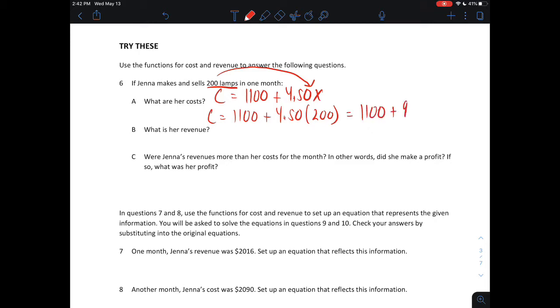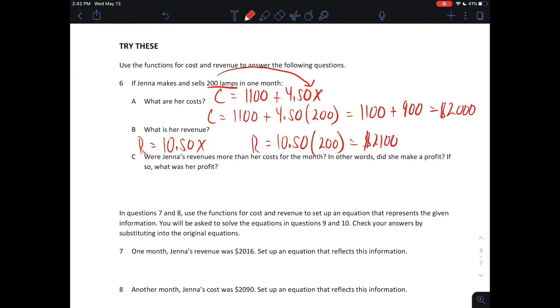Either way, you're going to end up with a final answer of $2,000. So her costs are $2,000. What is her revenue? Here we start with the equation R = 10.50x, but then the revenue would be 10.50 for each lamp times the 200 lamps. 10.50 times 200, she makes $2,100.